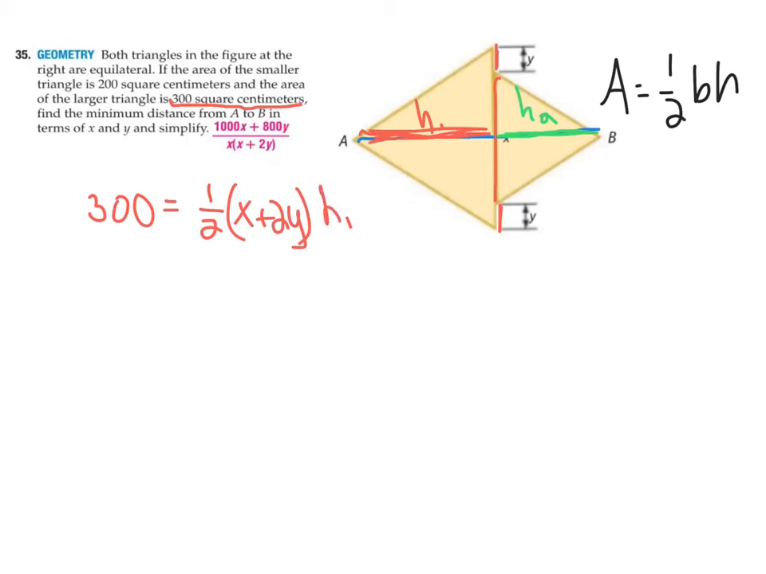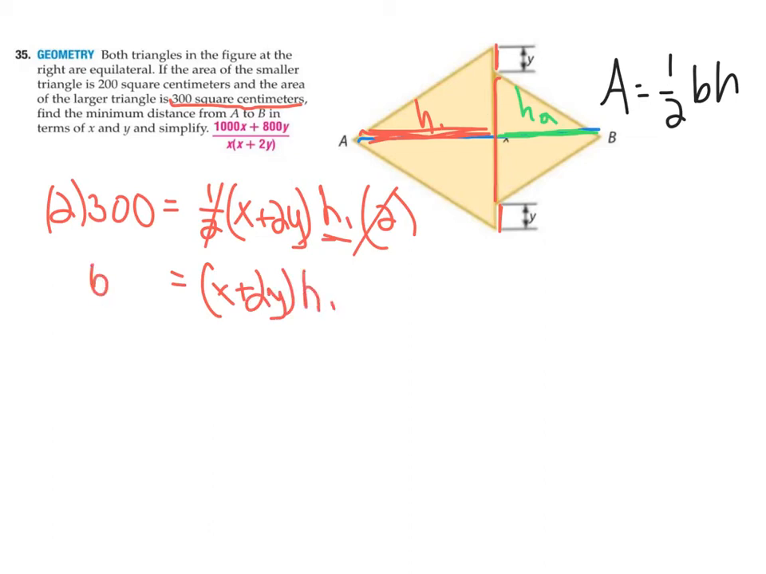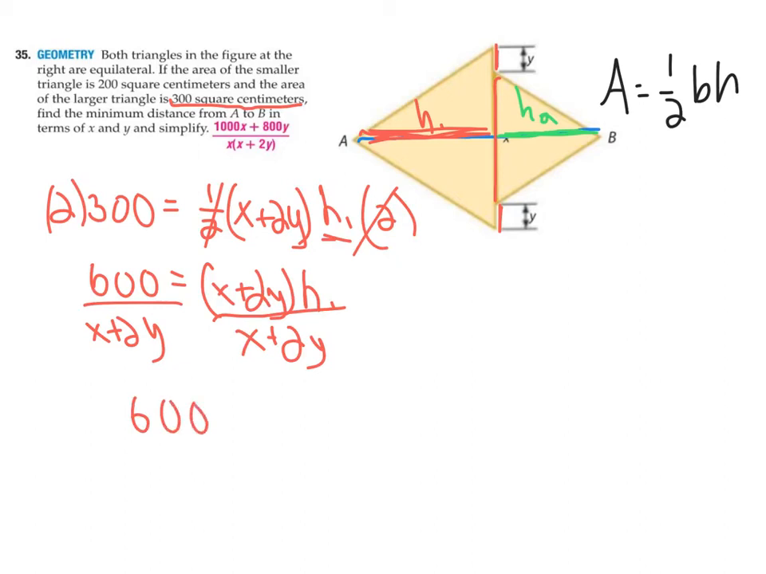So if I find this h1 height, I'm just going to isolate that part of my equation. So what I'm going to do is multiply both sides by 2. The 1/2 and the 2 simplify out, so I'm just left with x plus 2y times h1. And then on the other side we have 2 times 300, which is 600. Then lastly, I'm just going to divide by x plus 2y. So our first height is 600 over x plus 2y.